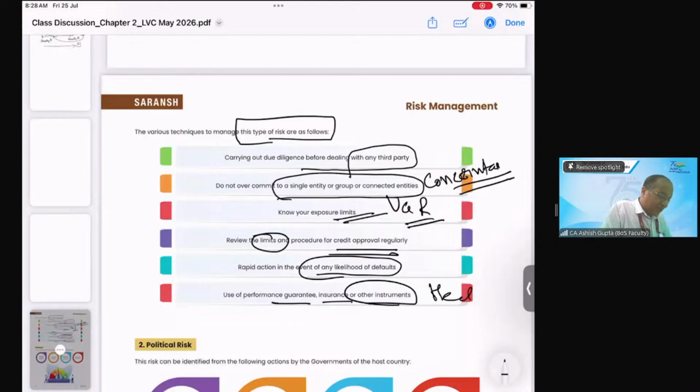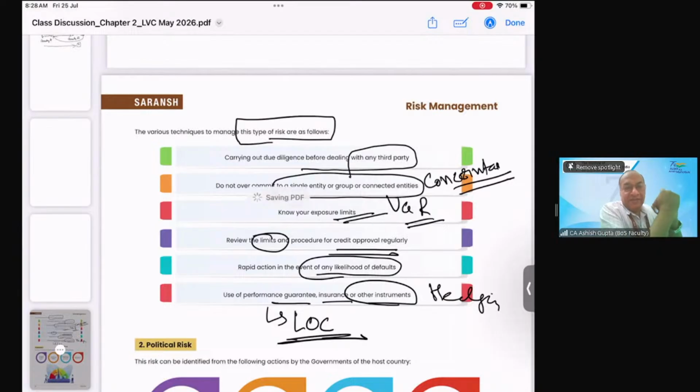So that's the case. You quickly use the performance guarantee, insurance, and other instruments. Generally, these are used as hedging instruments. Of course, hedging instruments are generally used for foreign exchange, but in this case you can take some insurance or some performance guarantee, such as a letter of credit. A letter of credit is basically a guarantee given by the bank of the importer: in case the importer does not pay, the bank will pay you. So this form of guarantee we can take. These are all basic theory on how we can manage risk.